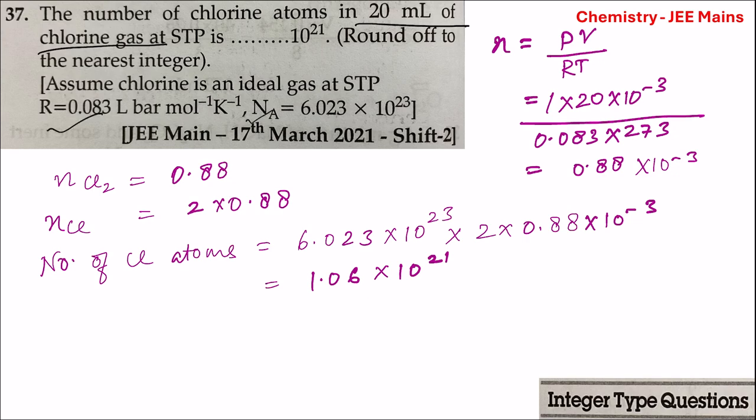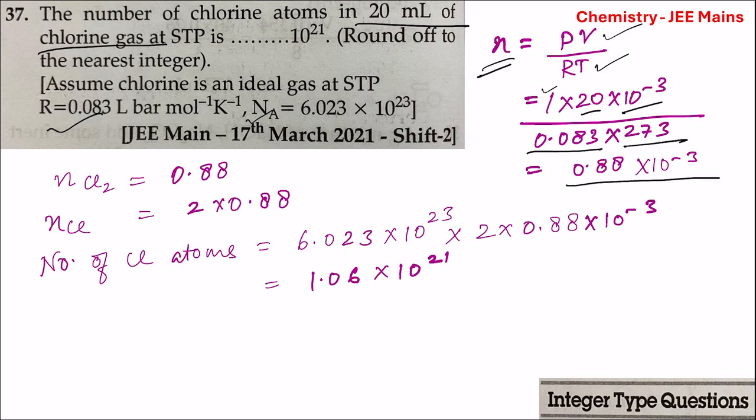Now PV is equal to nRT. From PV is equal to nRT we get n is equal to PV divided by RT. Value of pressure is 1 atmosphere. Volume is 20 milliliters. So in liters it will be 20 into 10 to the power minus 3. Value of R is given as 0.083. And temperature is 273 Kelvin. Solving, number of moles of chlorine in 20 milliliter of chlorine gas is 0.88 into 10 to the power minus 3 moles.